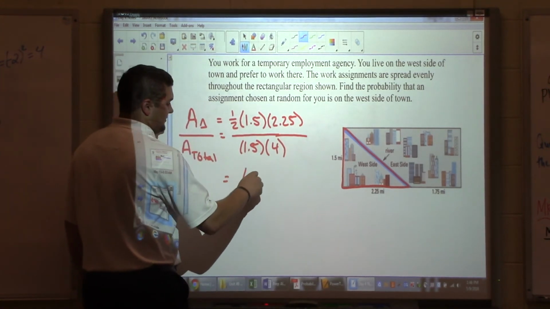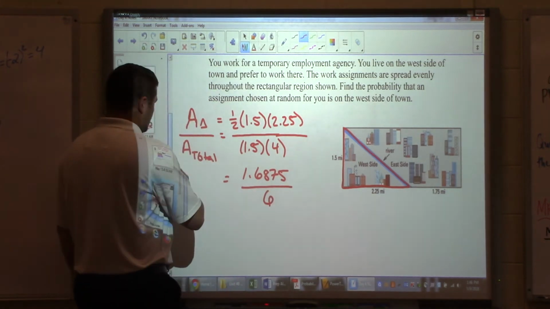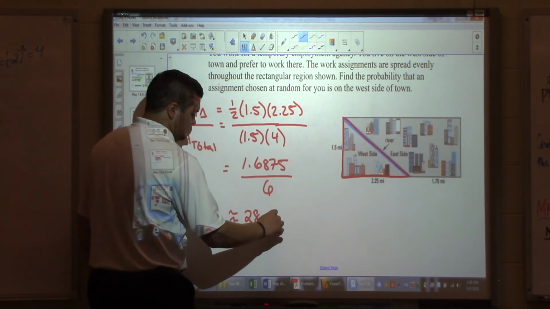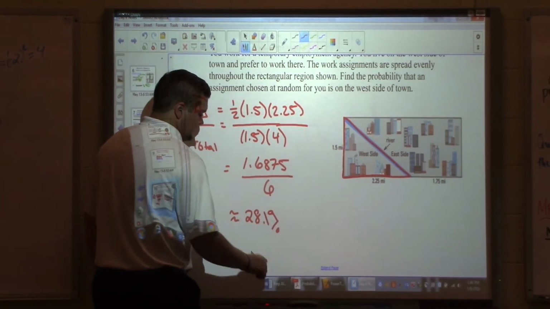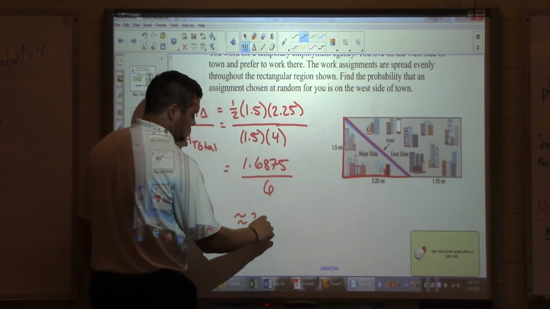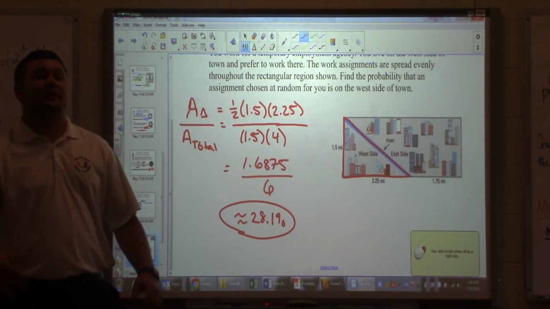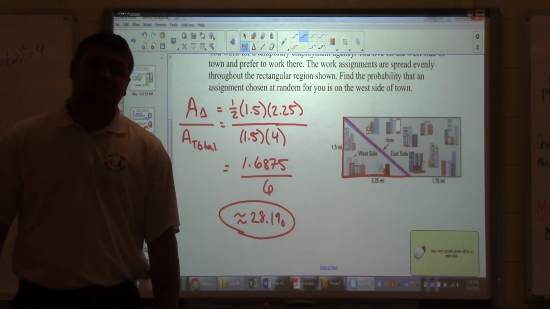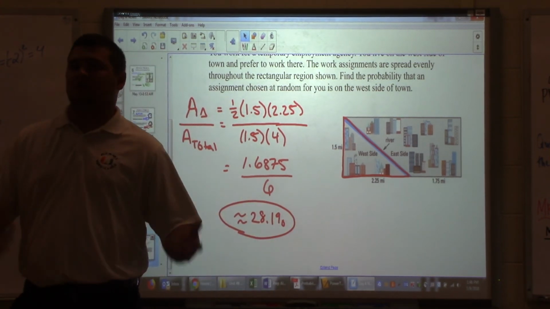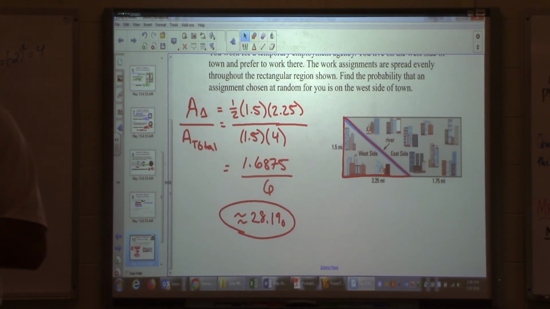So I'm going to get 1.6875 over 6, which comes out to approximately what percent? Approximately 28.1%. It doesn't tell you what to round to, right? So I'd accept 28. That's fine. Alright, so approximately 28.1 or 28%. Any questions? No. Awesome.